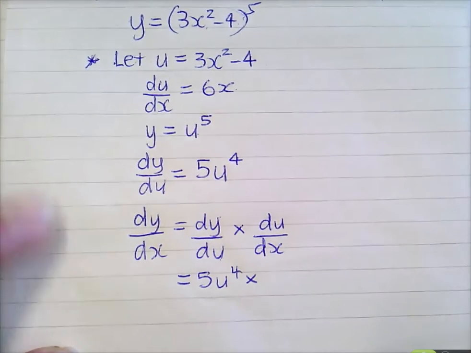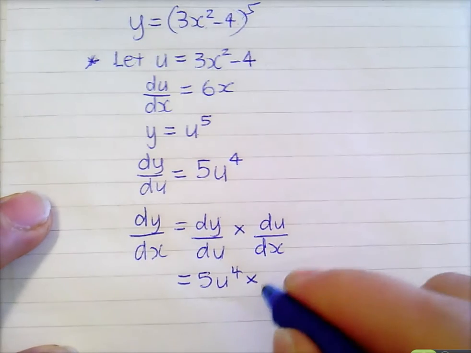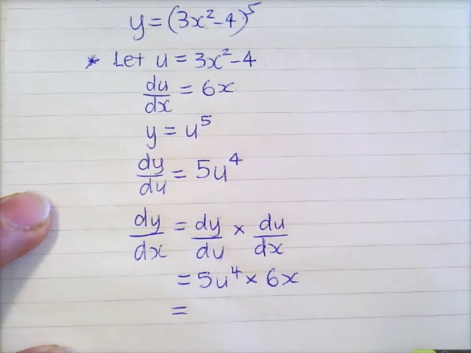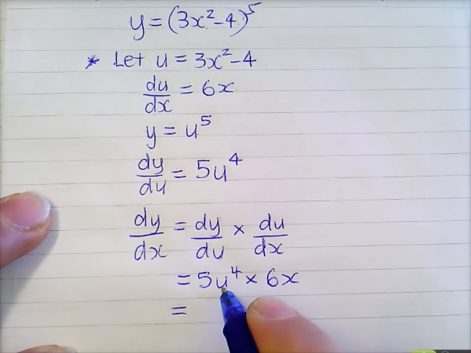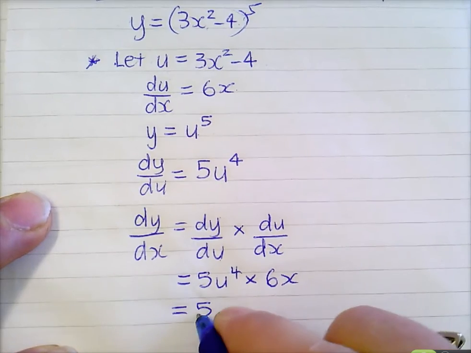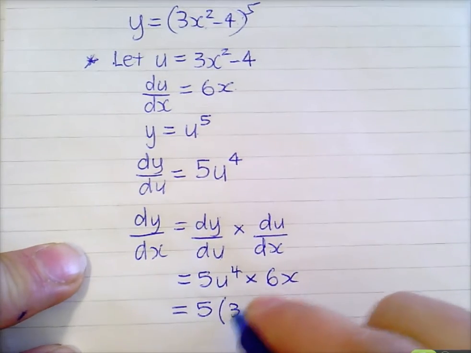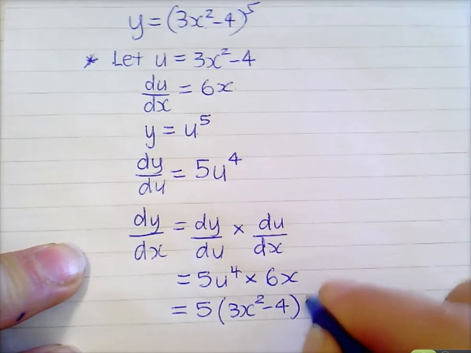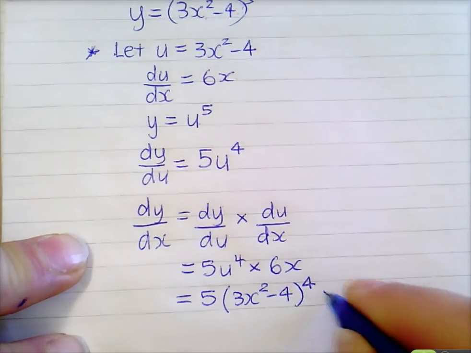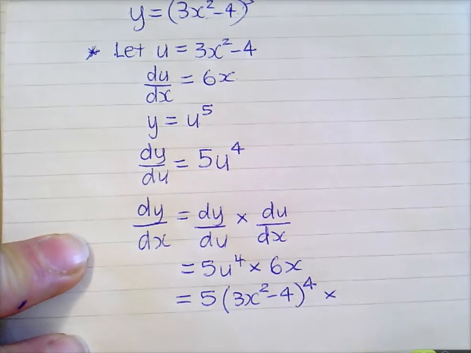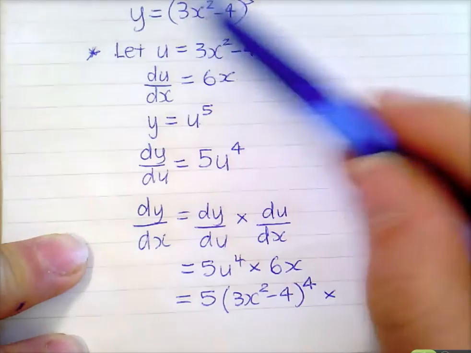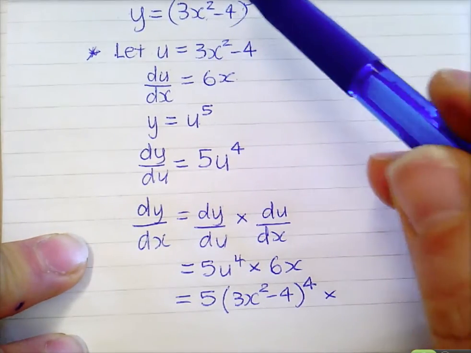5u^4 times du/dx is 6x. Now we're nearly done. Now you've got to substitute back in what u is. 5, I'm never going to use this method again, (3x² − 4)^4 times... Why am I putting the u back in? Because I'm trying to differentiate this and my answer needs x's, not u's.